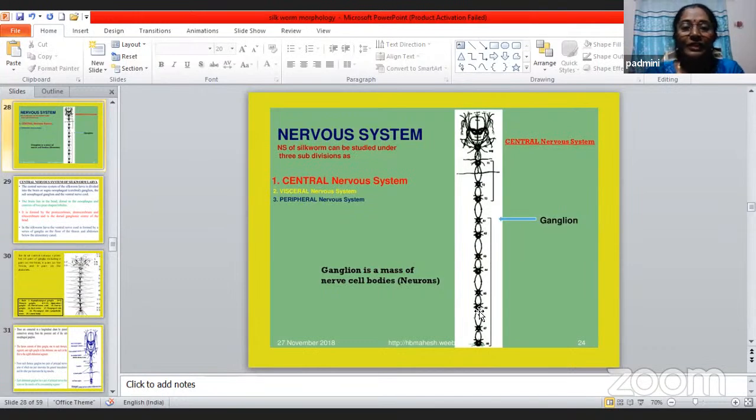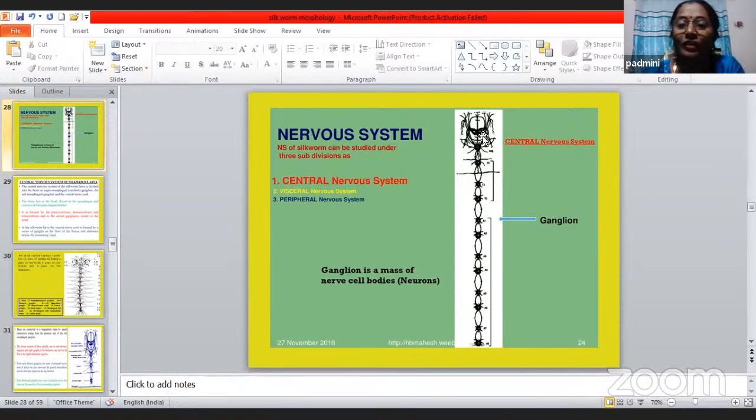The nervous system over here, you can see, is divided into central nervous system, visceral nervous system, and the peripheral nervous system. So you have the central nervous system on the head, the cephalic region over there. And then you have the thoracic region, the three segments over here, and the abdominal region. All these thoracic and abdominal regions form a ventral nerve cord. And you have the central nervous system, that is the supraesophageal ganglion, that is present.